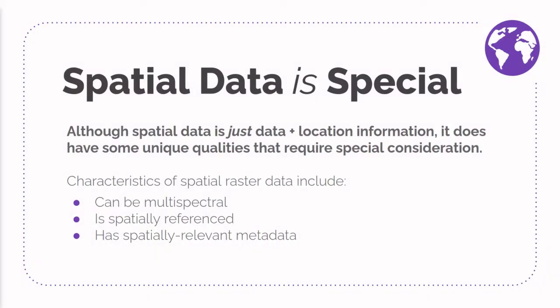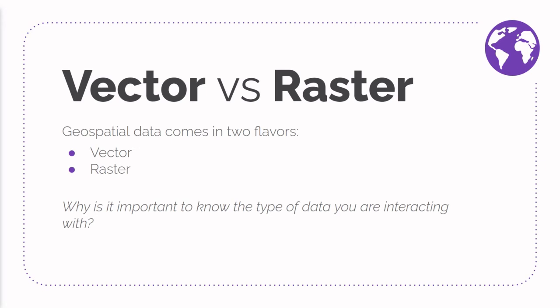So previously I told you spatial data isn't special. I didn't lie to you, that's definitely still true, but there are still things to take into consideration when you're working with spatial data. Even though spatial data is just so-called regular data that we've added location information to, when you're selecting tools for working with the data, you should keep in mind that spatial data usually is going to require some spatial data tools. Some characteristics that are special or unique to spatial rasters that you should take into consideration include: raster data can be multispectral, raster data can be spatially referenced, and it can include spatially relevant metadata. So when you're looking for tools to work with this data, you want tools that can deal with all of those characteristics.